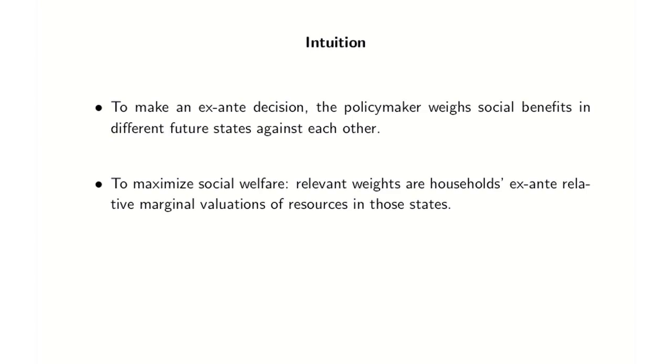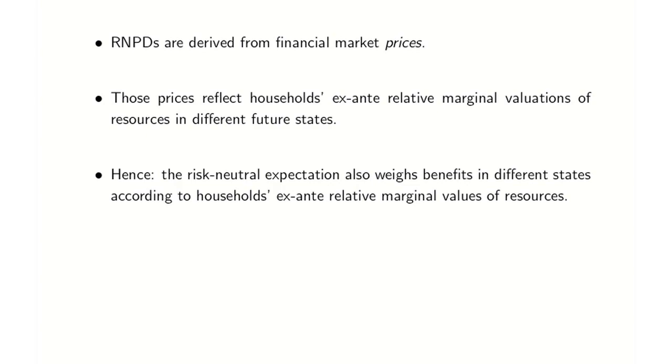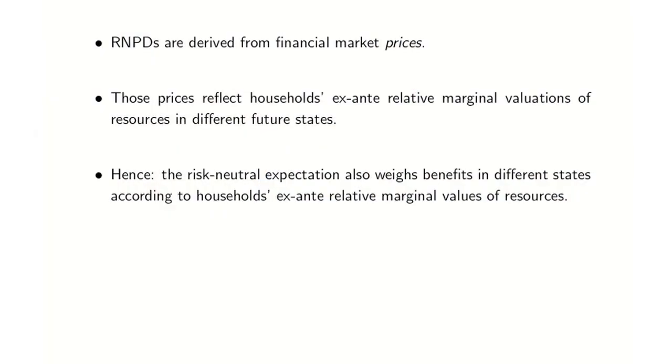This is what's captured in that second sentence. If you want to maximize social welfare, you want to capture those households' ex-ante relative marginal valuations of resources in those states. So risk-neutral probability densities are derived from financial market prices. And these prices reflect households. Some of you are thinking that it really reflects traders, and I'll come back to them. We'll talk about that, because that's a very reasonable thought to be having in your head. But for now, I'm going to say those prices reflect households' ex-ante relative marginal valuations of resources in different future states.